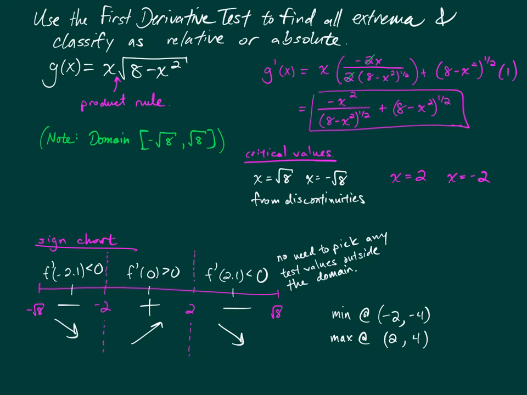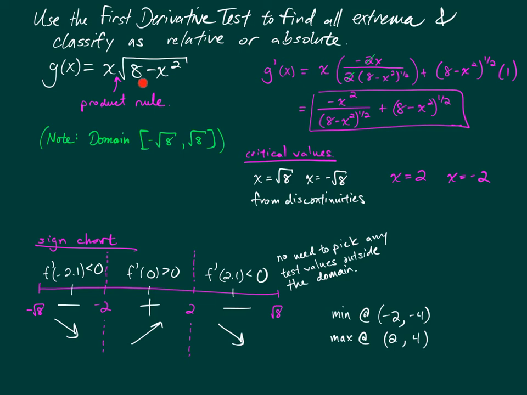So then the critical values are what you have to find next, and if you set the denominator equal to 0 and solve for x, you'll see that x will equal square root of 8, and x will also equal negative the square root of 8. And that brings me over here to the domain of this function.